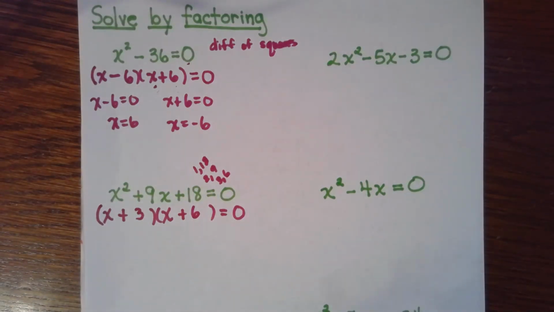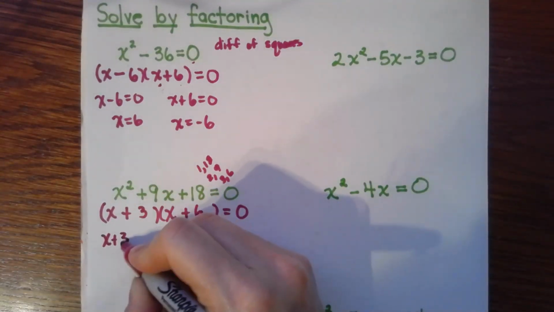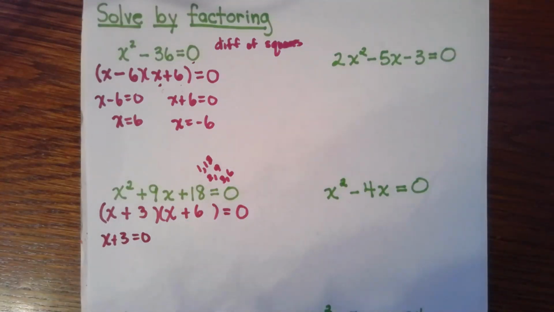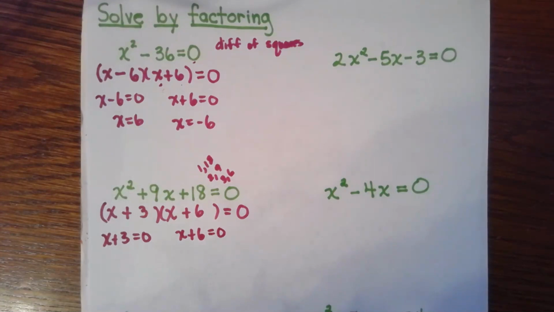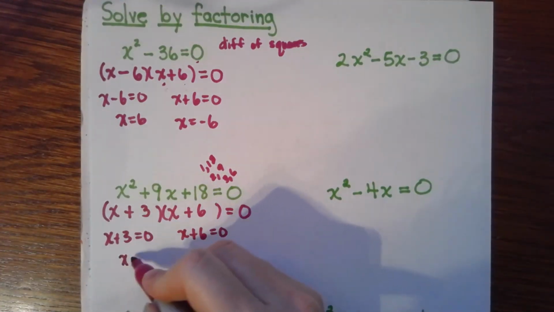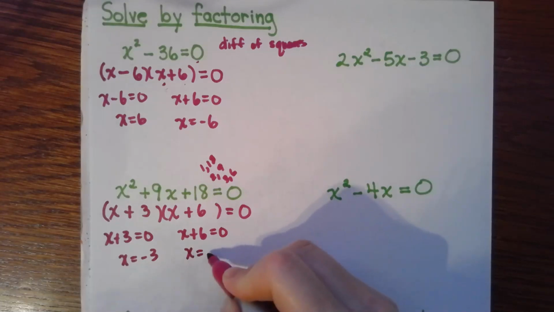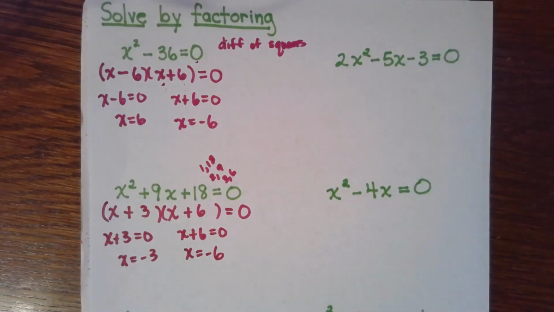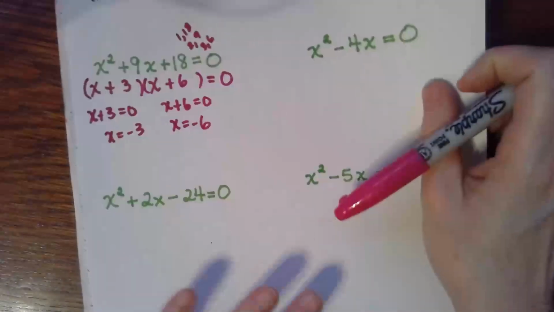Okay, and once again, once we have that factored, we can use the zero product property, so we know that either this factor x plus 3 has to be 0, or this factor x plus 6 has to be 0. Okay, this one would be 0 when x is negative 3, and this one would be 0 when x is negative 6. Okay. Let's try another one of those.